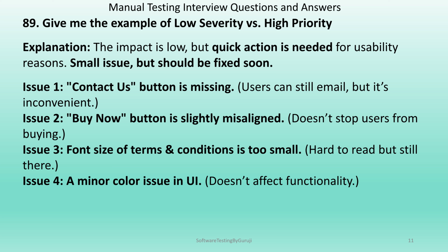First issue, contact us button is missing. User can still email but it's inconvenient. Second issue, buy now button is slightly misaligned, doesn't stop user from buying. Third issue, font size of terms and condition is too small. Hard to read but still there. Fourth issue, a minor color issue in UI, doesn't affect functionality. So these are the four examples for the low severity versus high priority. Let's move to another question.